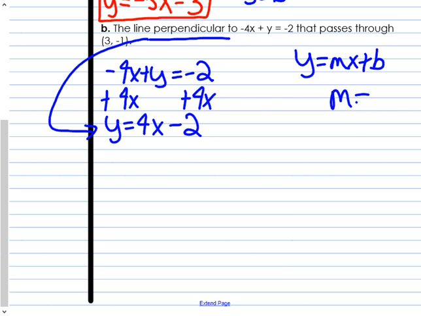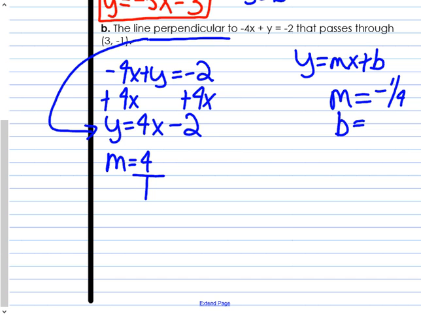Figure out what our slope is going to be, what our y-intercept. This slope is m equals 4, or you could say it as 4/1 if that makes more sense to you. So the opposite reciprocal of that would be -1/4. So our slope is going to be -1/4 because it's going to be perpendicular to y equals 4x minus 2.